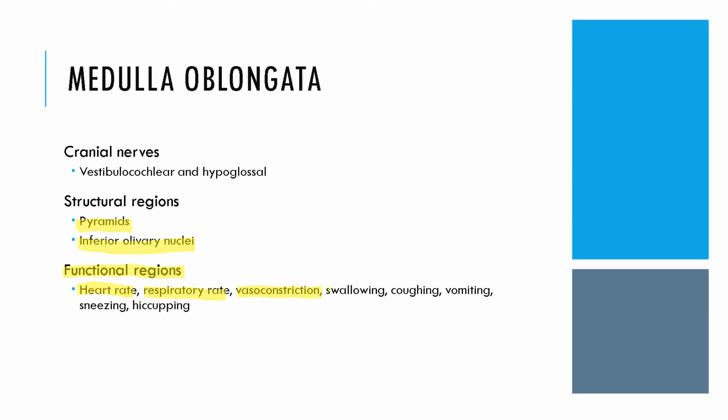vasoconstriction, swallowing. Remember, this is deglutition. Also coughing and vomiting, sneezing and hiccuping. These are all functional processes that are controlled or contributed by the medulla oblongata.